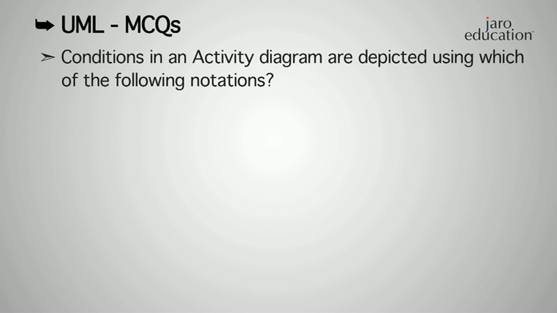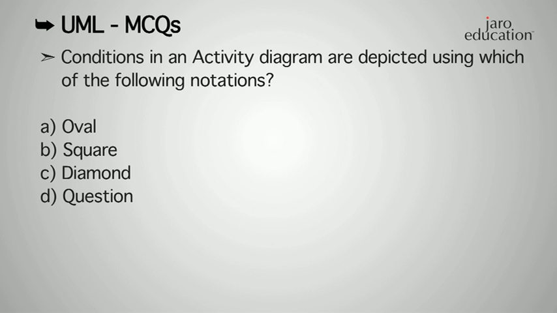Question 12. Conditions in an activity diagram are depicted using which of the following notations? An oval, a square, a diamond, or a question mark? It is represented using a diamond. This is the standard notation even without UML. If you use a flowchart, even there a diamond is used to show a condition. If age is greater than or equal to 18, then allowed to vote, and so on and so forth. So a diamond is used to represent a condition on an activity diagram also.